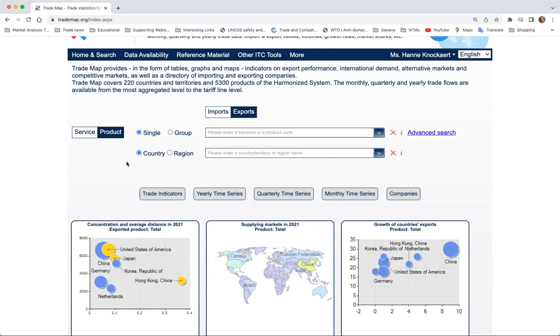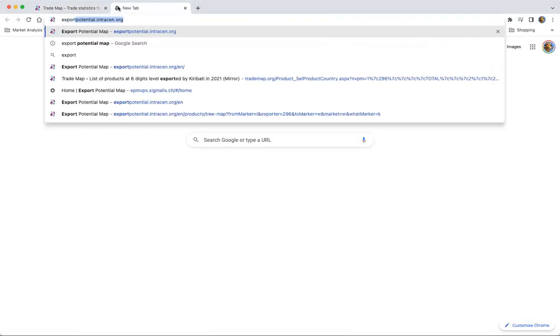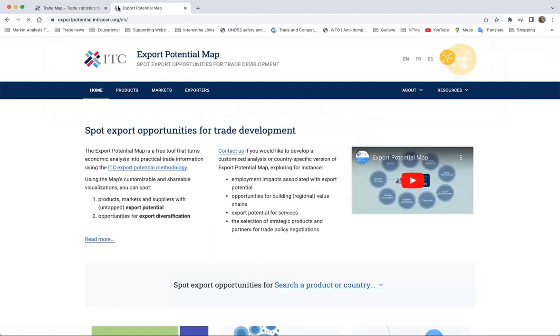Okay, from here, let's dive into the information. So this is Trade Map, which shows you a lot about trade statistics and trade trends. But before I start my analysis, I like to go to Export Potential Map, just to have an idea of which sectors and which markets show a lot of potential. So I want to dip my toe in Export Potential Map. I will come back to this tool later to go into more detail, but for now, let's take a look at what the opportunities are for Tuvalu or Kiribati.